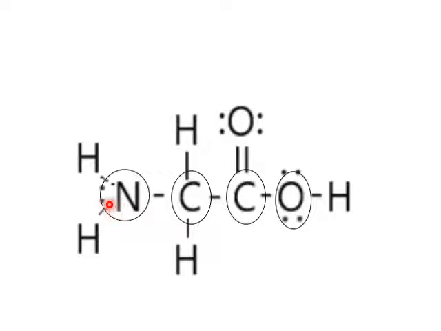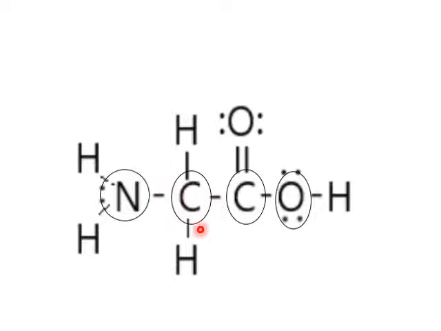This nitrogen has 3 connections, 1, 2, 3, and 1 lone pair. So it's going to be trigonal, because it has 3 connections. Now it can either be planar or pyramidal. If it has no lone pairs, then it's planar, and if it has lone pairs on the center atom, then it's pyramidal. And you can see that this nitrogen has 3 connections and a lone pair. So this is trigonal pyramidal.